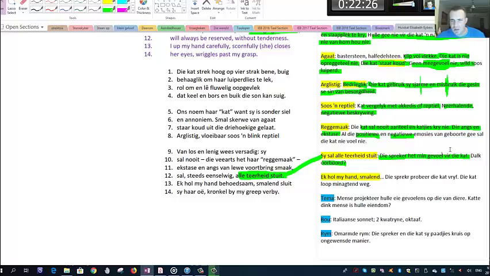So, ek hol my hand, look what happens here. She hollows her hand, behoedsam, not carefully, but then smilend. That's quite a strong, woonend is the other word. Minachtend, like with total disregard. But cats do that. Cats are like that. They can like totally disregard you. That's why you can't teach a cat tricks. But the narrator is quite strong in her judgment towards the cat. So die spreker probeer die kat vryf, die kat loop minachtend weg, does not give a damn, it just walks away. Right, just to finish up.